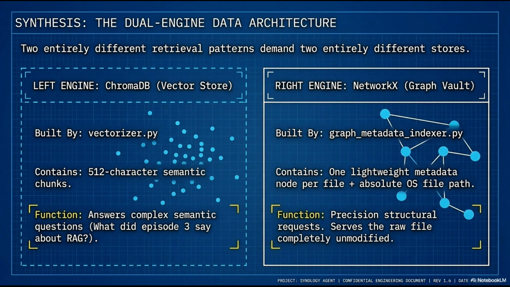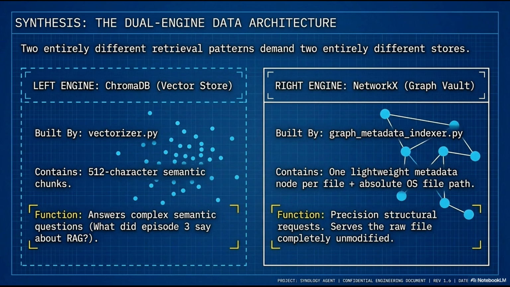This means he is running 2 entirely different databases side by side. The ChromaDB vector store is for complex semantic queries across a mixed corpus, like asking, what did episode 3 say about RAG? And the NetworkX graph database is exclusively dedicated to precision file lookups. Give me my exact unedited markdown note about MariaDB.